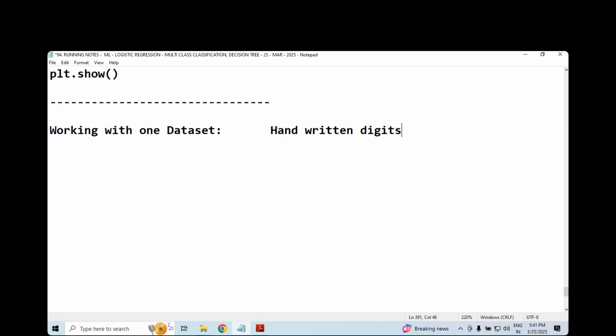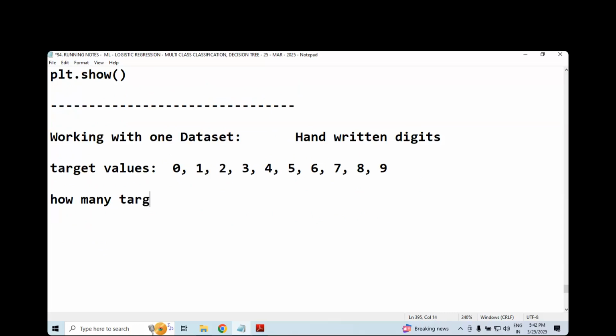Now make a note on this one. Daniel, can you tell me what the target values are? The target values will be 0, 1, 2, 3, 4, 5, 6, 7, 8, 9. That's it. Am I right or not, sir? 7, the next one will be 8, and the next one will be 9. That's what I told. Then how many targets in total? Make a note on this one. These are all important. How many targets? 10.